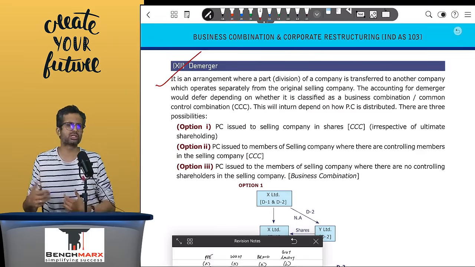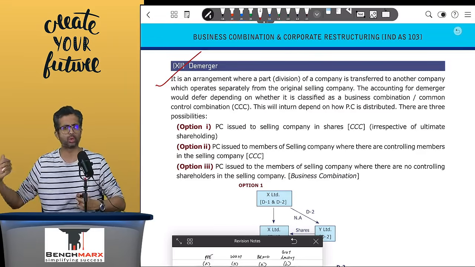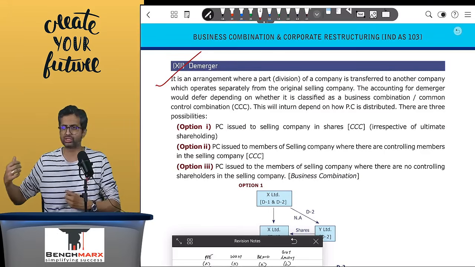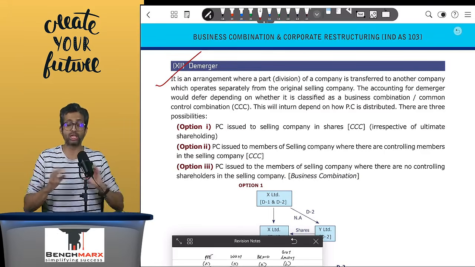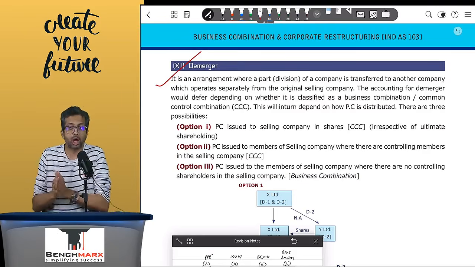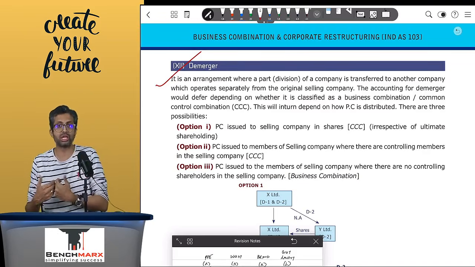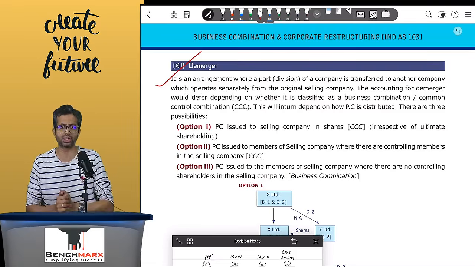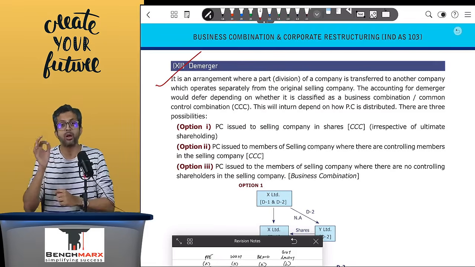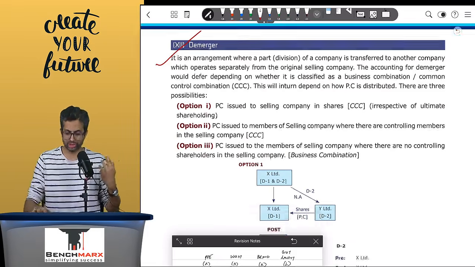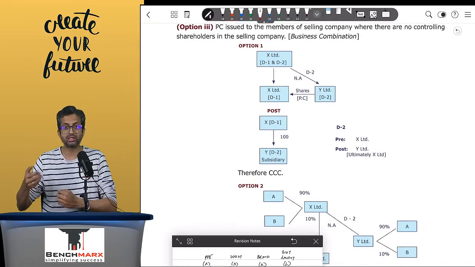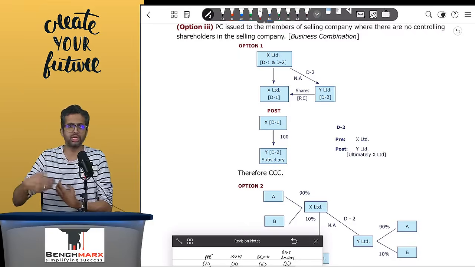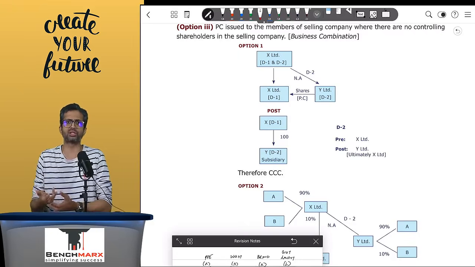Remember, demerger is done for various reasons, like you want to separate out loss-making entities, or you want to enhance management focus, or you want to unlock value. Whatever be the reason, we are doing accounting, and under accounting we will see how you account for a demerger, in the books of the selling company and in the books of the purchasing company. There are three distinctive cases. First, X has two divisions, let's say D1 and D2, and it transfers division D2 to a company Y. Y issues shares in consideration to the person who is transferring, that is X Limited.